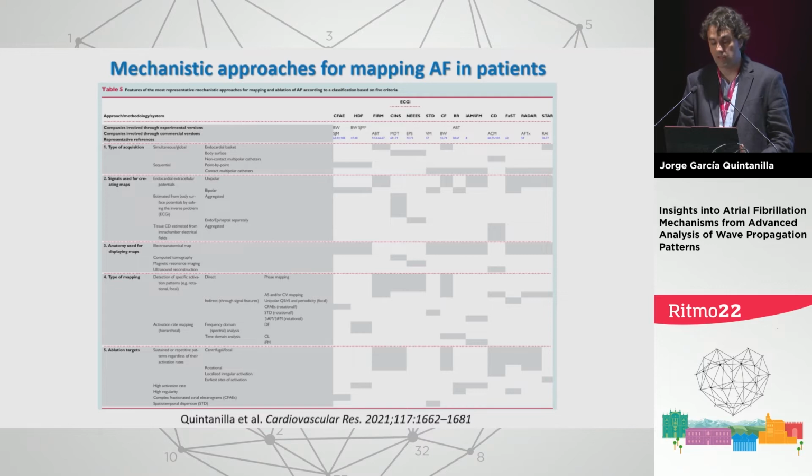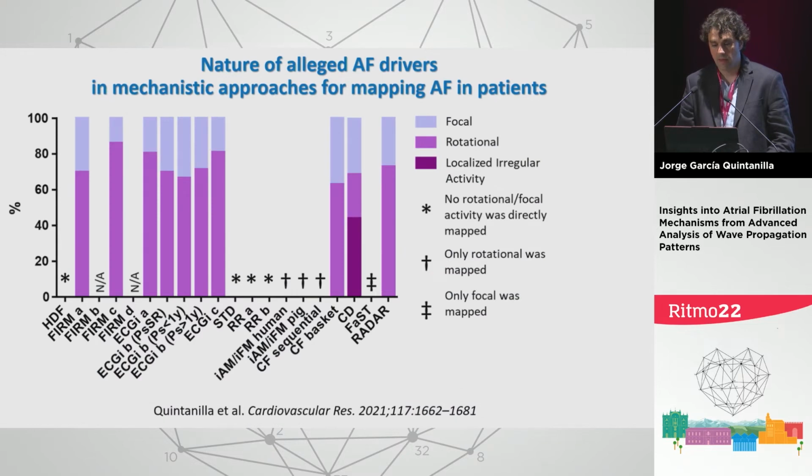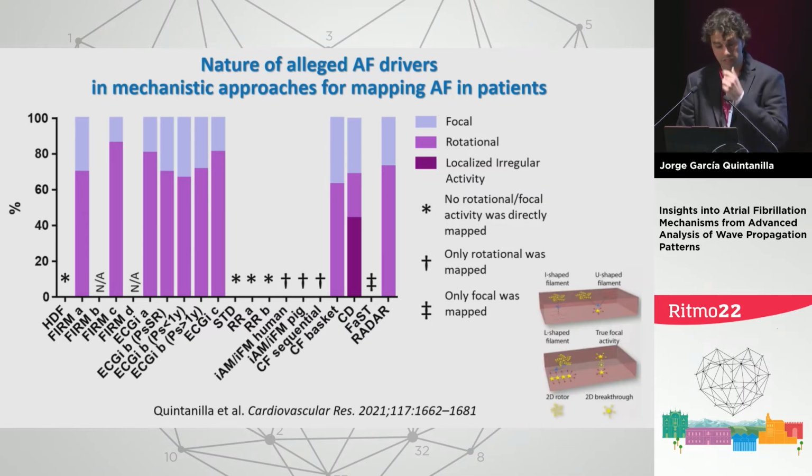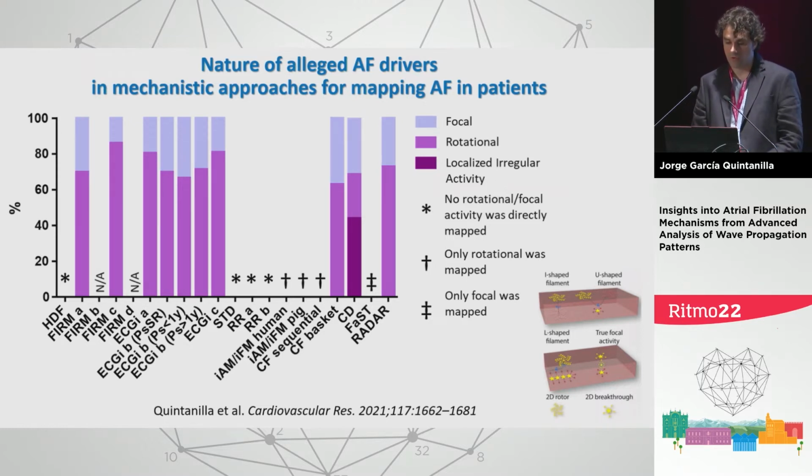For example, some see long-standing drivers, and others see short-lived but iteratively appearing drivers in restricted locations. But in general, most methodologies coincide in that there is a predominant rotational nature of AF alleged drivers. Around 70 or 80% of the alleged drivers detected by different mapping approaches are rotational. Interestingly, some of these seemingly different underlying mechanisms might converge if one considers that rotors, breakthroughs, and even localized irregular activity may be dynamic manifestations of the same mechanism within the three-dimensional structure of the atria, that would be intramural reentry. Anyway, all this data together suggests that activation patterns during AF are mostly of rotational nature.